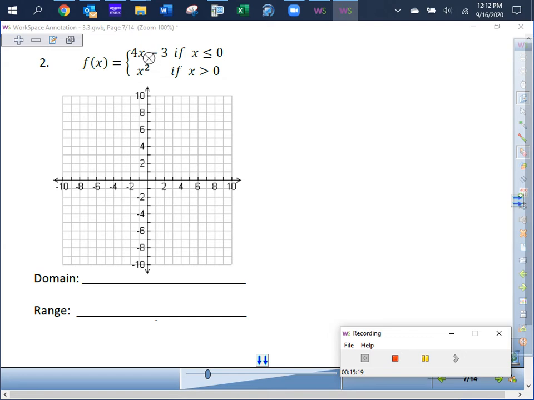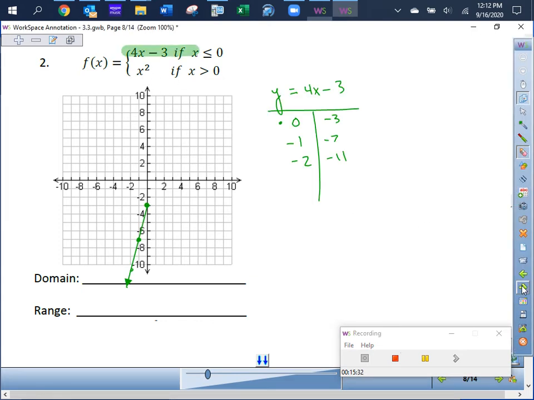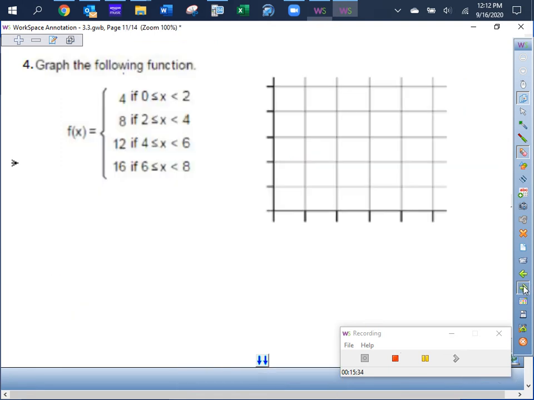Is it oblique or horizontal? It's oblique because this is a y, this is an x, and this is obviously going to make what? A parabola, but just a piece of the parabola. And here's what it would look like if you did it. Now, okay, let's go to this one.